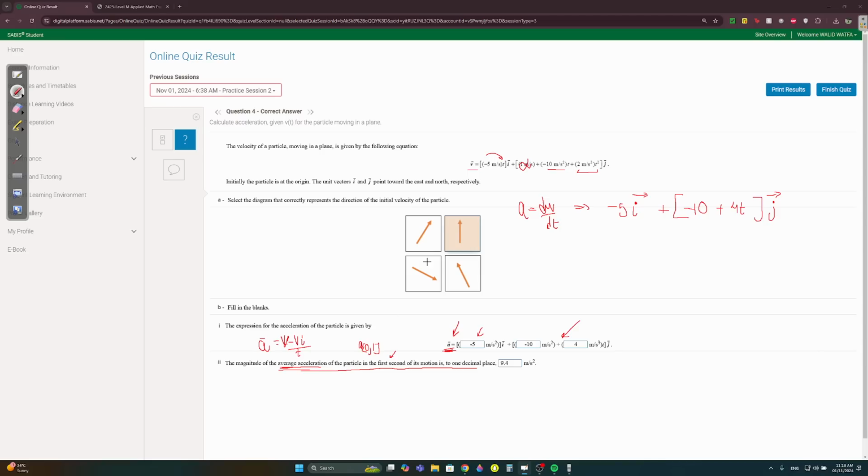Let's say I want average velocity. I will never use V. I will have to use X, because average velocity is X final minus X initial divided by time. Okay? So, average acceleration is V final minus V initial divided by time.